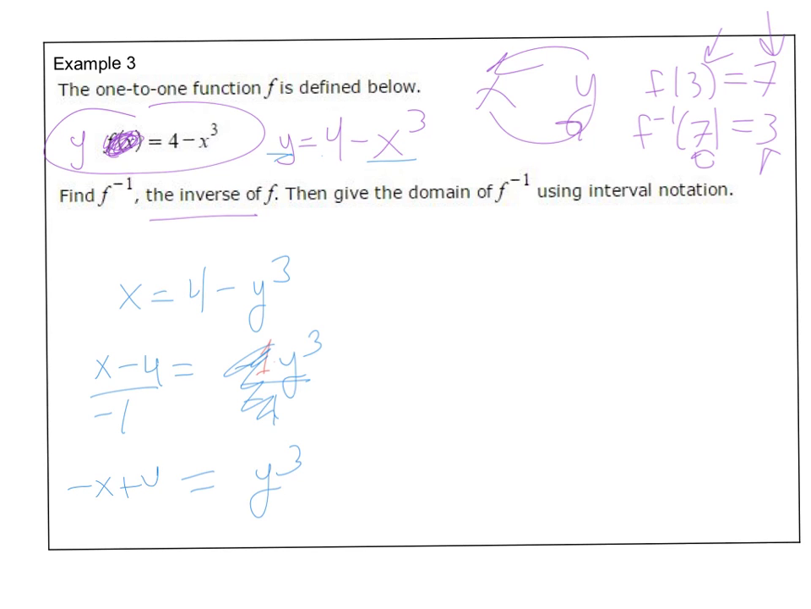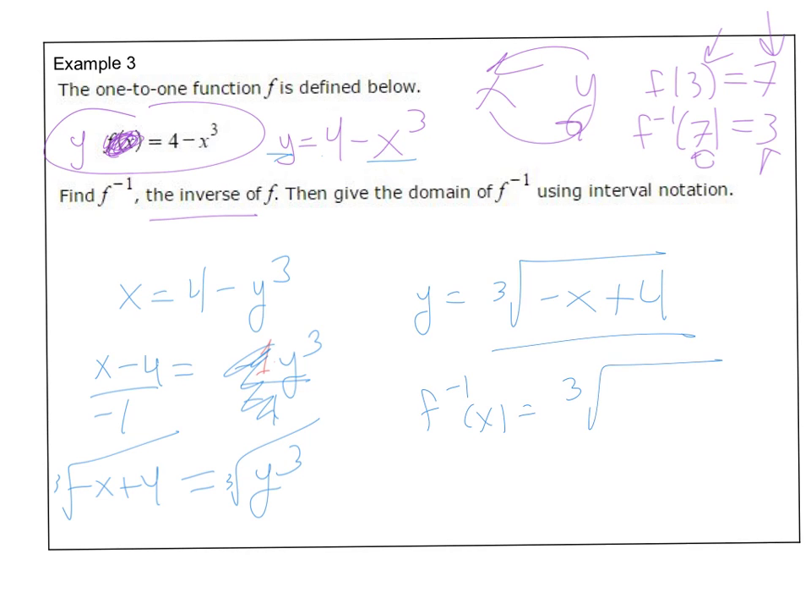Negative x plus 4. This y is almost by itself, but it's cubed, and we learned to undo a cube, we can cube root. So I'll go ahead and cube root both sides. Now finally that y is by itself: cube root of negative x plus 4. Y is isolated, so now I'll go back to the notation that I had before. This function was called f, so what I have here is the inverse of f is the cube root of negative x plus 4.